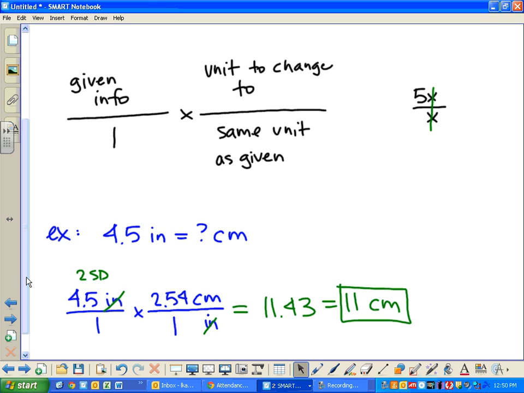Now, moving on, you're going to have problems that are not as straightforward as this. You're going to have multi-step problems. This might be something like if you had 1.2 miles and you wanted to know how many inches that would be.